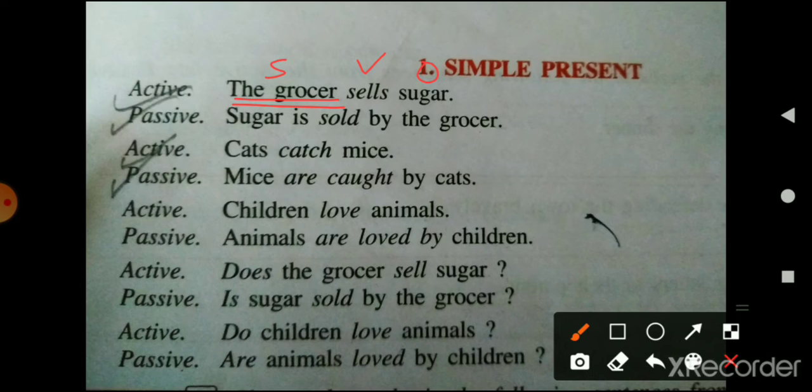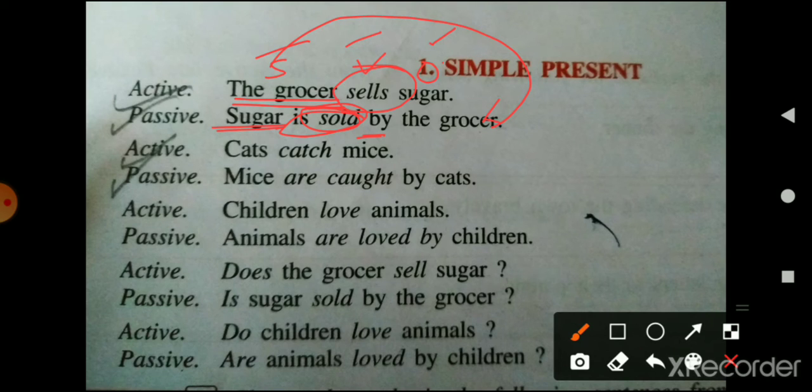Now for changing active to passive voice, what do we have to do? We have to first put the object, then the verb, and then the subject, right? So the object is shifted to the start of the sentence, that is sugar. Now with the verb we are going to follow the rule, and the rule for simple present tense is using is, am, are, and then the third form of the verb. So sells, the third form of the verb is sold, is sold. Then we have added by, and then simply we have put the subject here, that is the grocer.